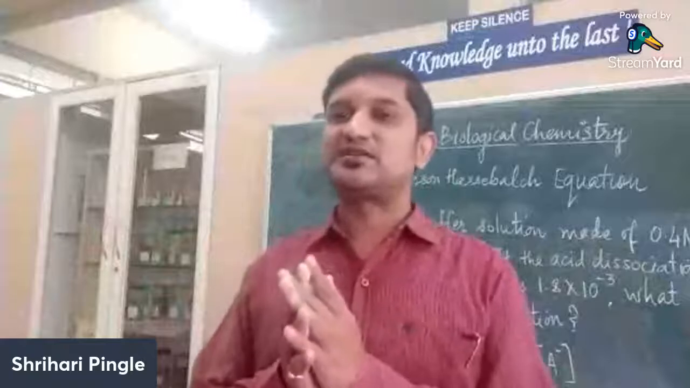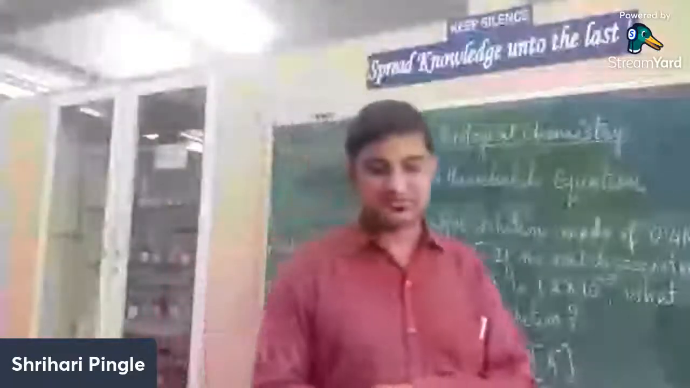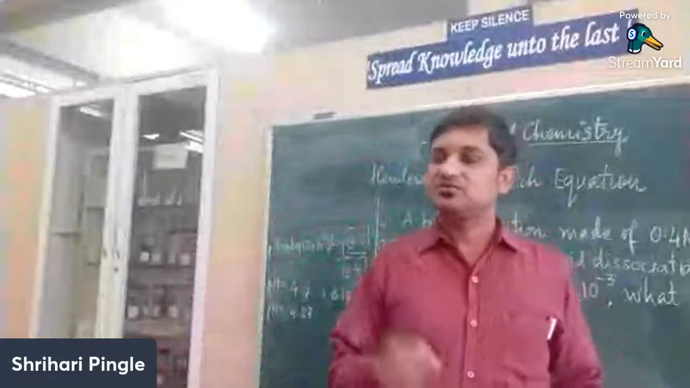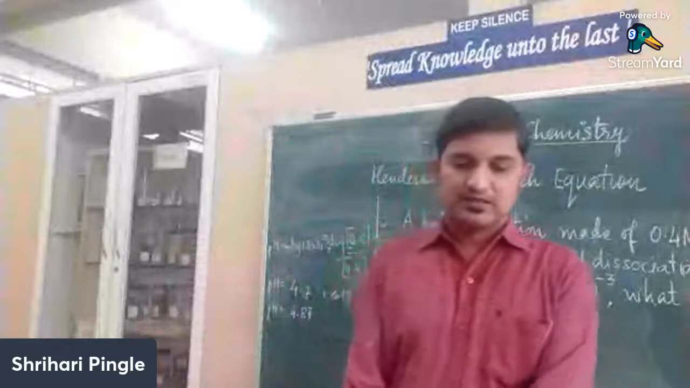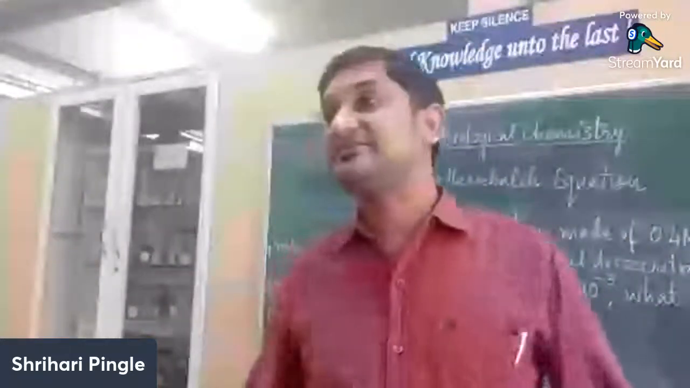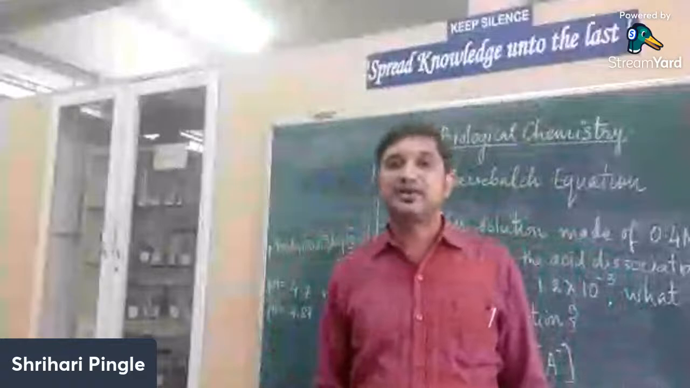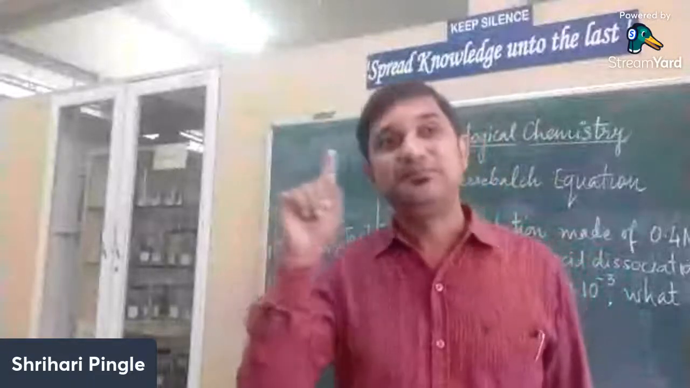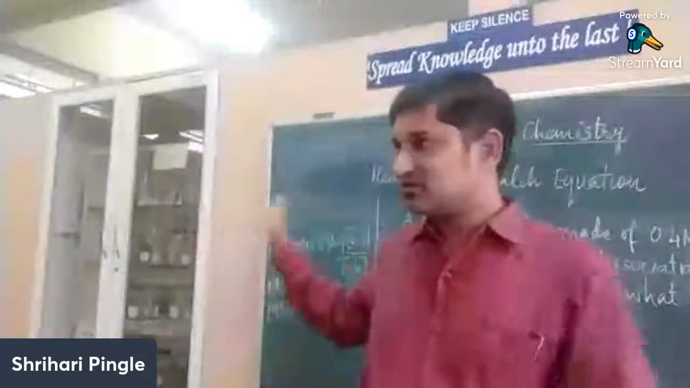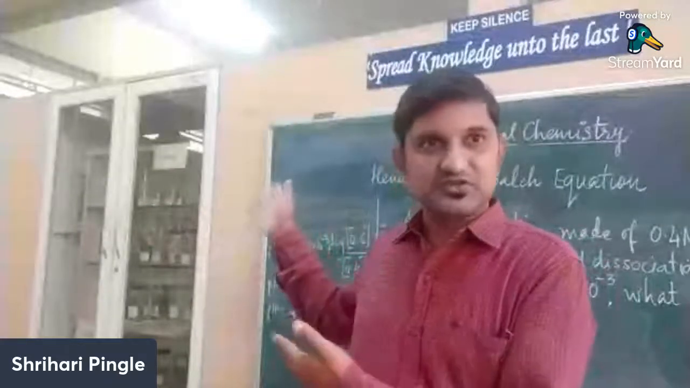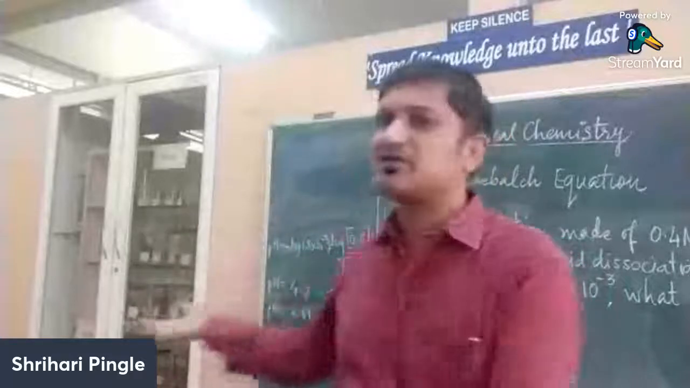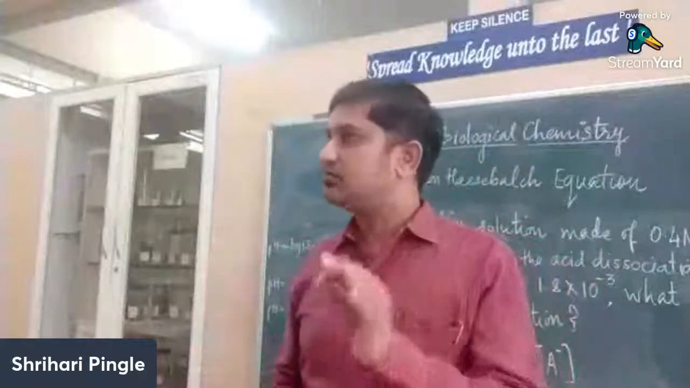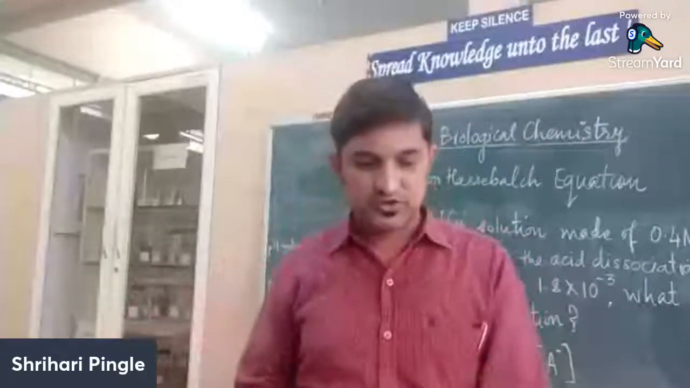Okay, applications of the Henderson-Hasselbalch equation. The first application allows us to calculate, like we have seen in this problem, the pH of a buffer solution. This is what we did here. Just now, for a buffer solution we calculated the pH and found it to be 4.87. So it allows us to calculate the pH of a buffer solution. That was the first application which we saw.